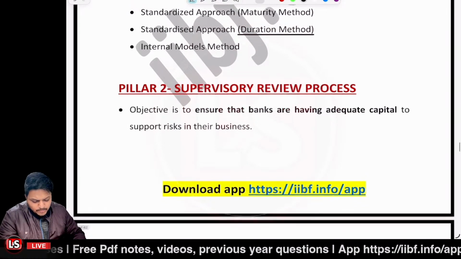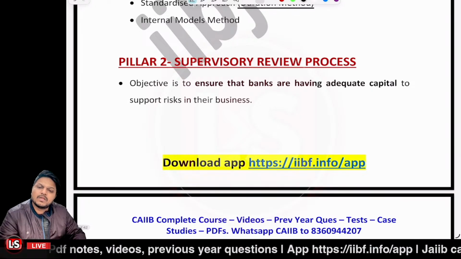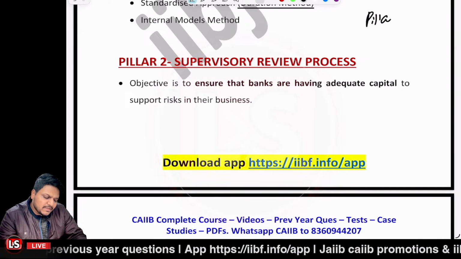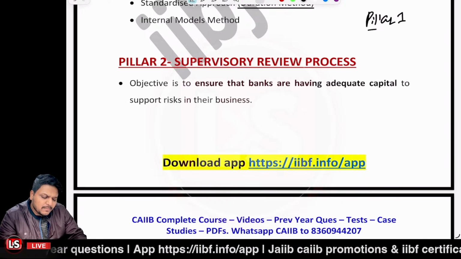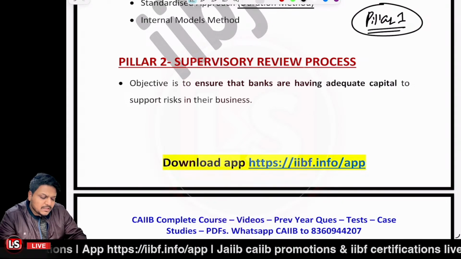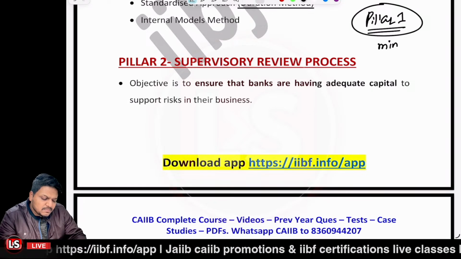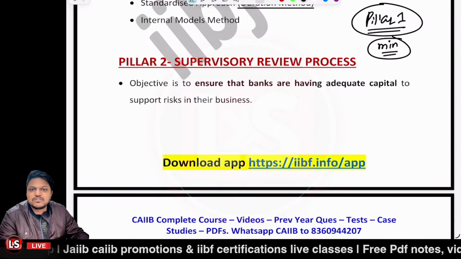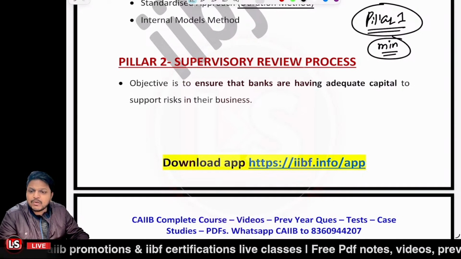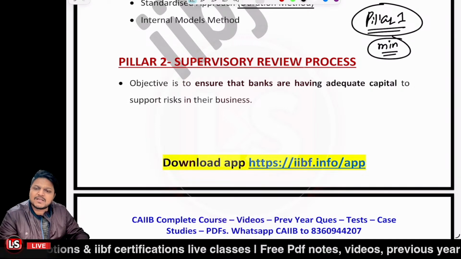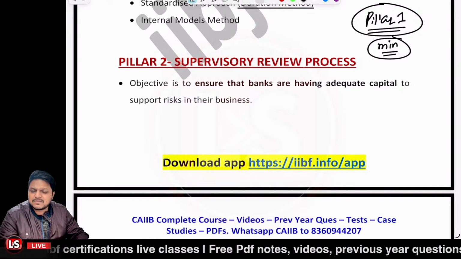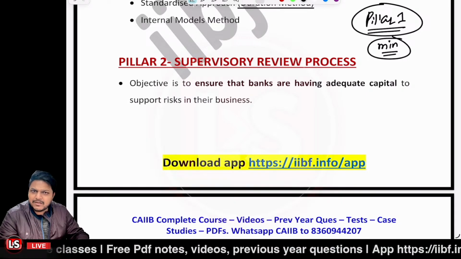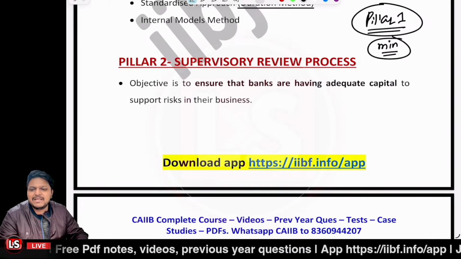Second pillar, that is the supervisory review process. The main thing is that under pillar 1, we are dealing with the minimum capital requirement. The word that you should be focusing upon is minimum. It's not about the adequate. Why is it not adequate? Because in pillar 1, we are just concerned about 3 major risks: the credit risk, market risk, and operational risk, and no other risk.